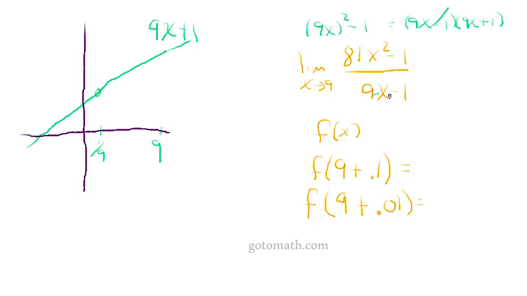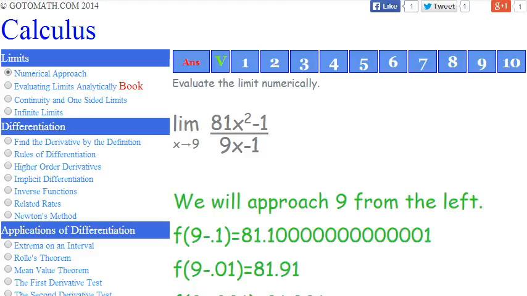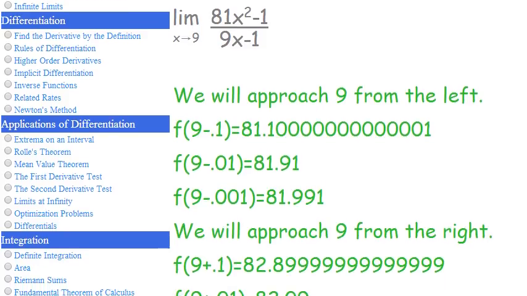We could plug 9 directly into this, do direct substitution, and actually get what our y value is, but that's not what the definition of the limit is. We're going to come in from the left and from the right, getting closer and closer, and seeing what our y value is actually approaching. Let's go back to the web page, and I'll hit help and see what it actually says.